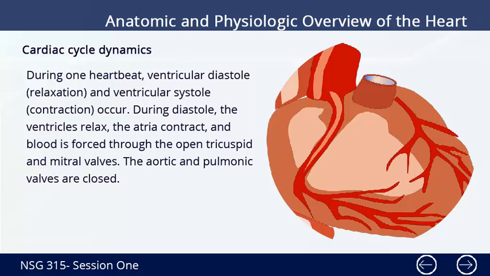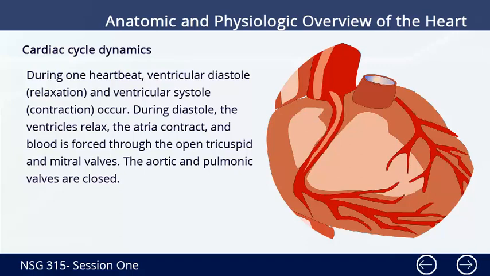Cardiac cycle dynamics. During one heartbeat, ventricular diastole, that is relaxation, and ventricular systole, contraction, occur. During diastole, the ventricles relax, the atria contract, and blood is forced through the open tricuspid and mitral valves. The aortic and pulmonic valves are closed.